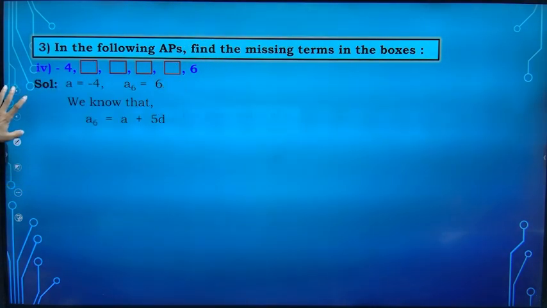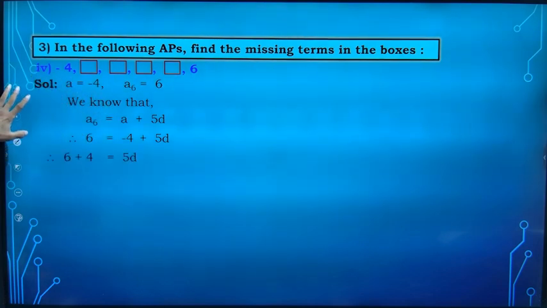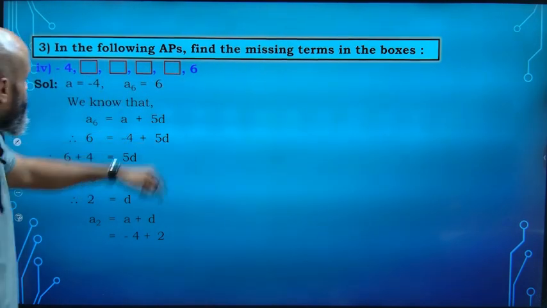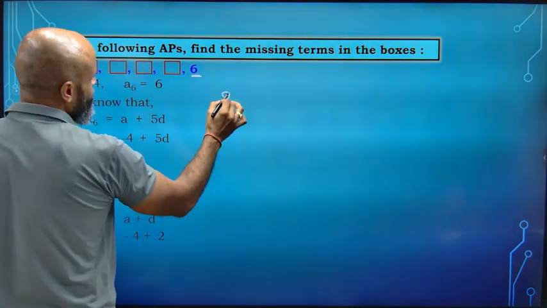So we need to find, first of all, A6. A6 is what? Minus 4 plus 5D. By the formula, An is equal to A plus N minus 1 into D. So 6 plus 4 becomes your 10. So your D becomes how much? 1, 2, 3, 4, 5, 6. Sixth term, sorry. This is basically the sixth term. My answer was incorrect. I had taken this as the fifth term. So the sixth term is how much?